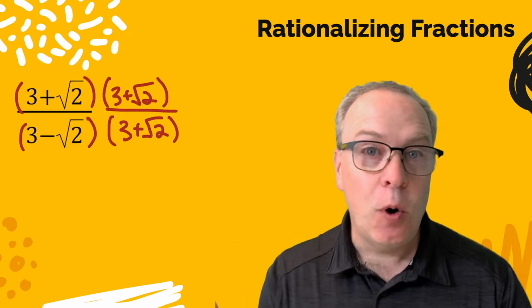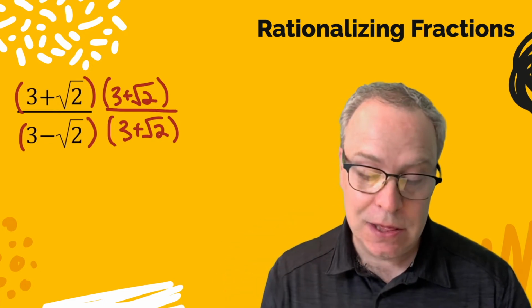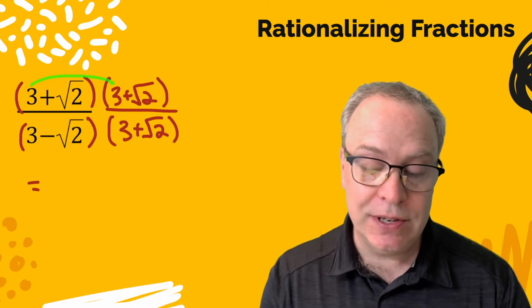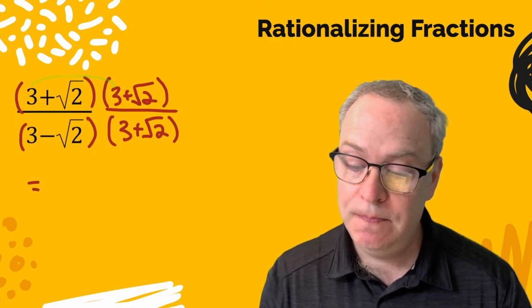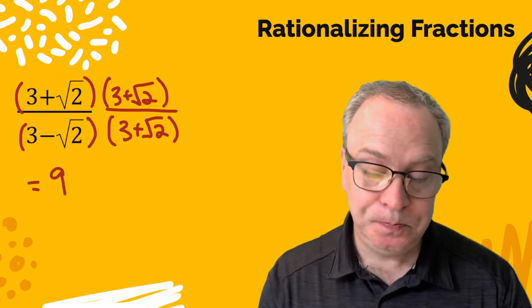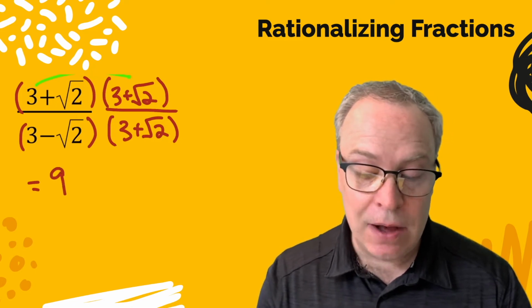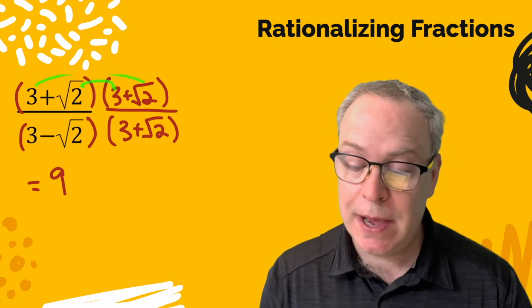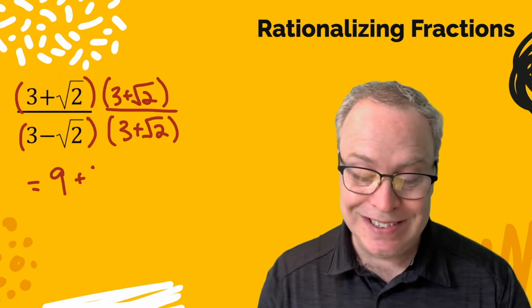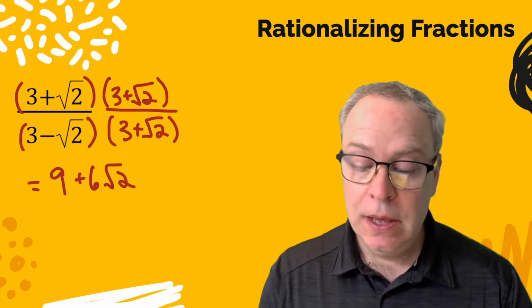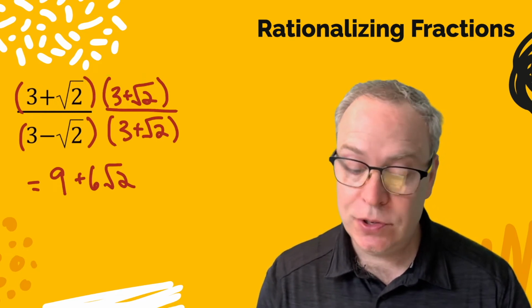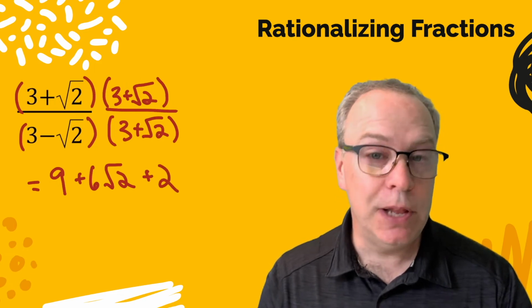All right, now we have FOIL questions on the top and the bottom. So we're going to go ahead and FOIL this out. So first, outside, inside, last. So 3 times 3 gives you 9. And then the outside and the inside here are the same. They're both 3 radical 2 when you multiply them out. So you add those together, you get 6 radical 2. The last terms here would be radical 2 times radical 2. That's radical 4, which is a plain old plus 2.